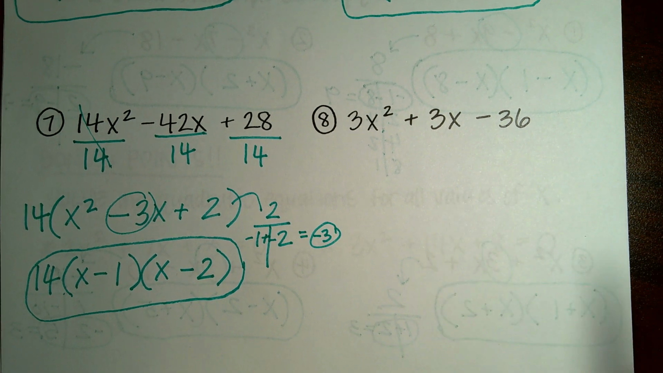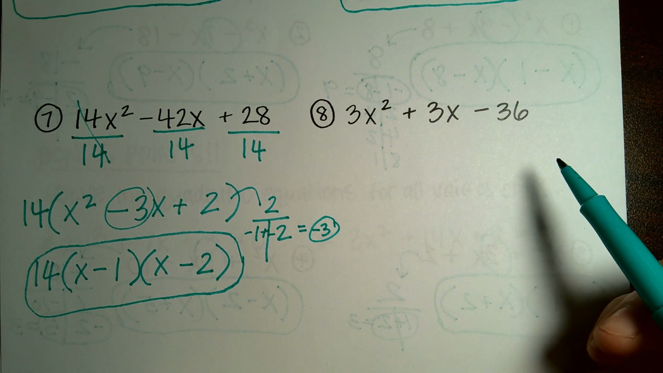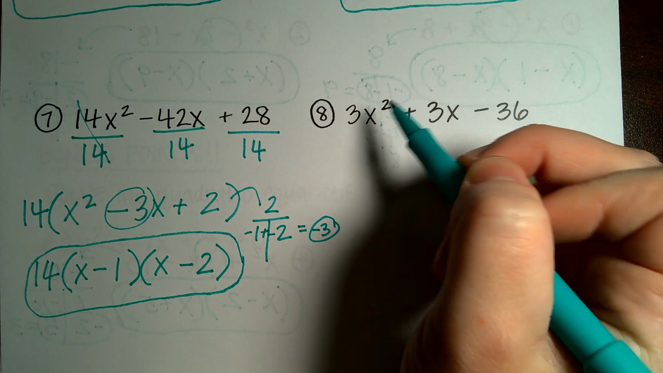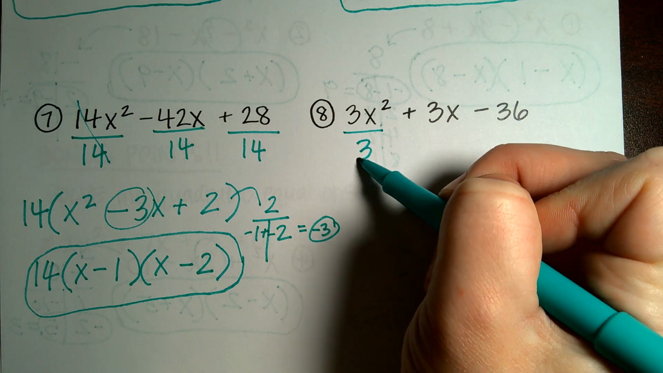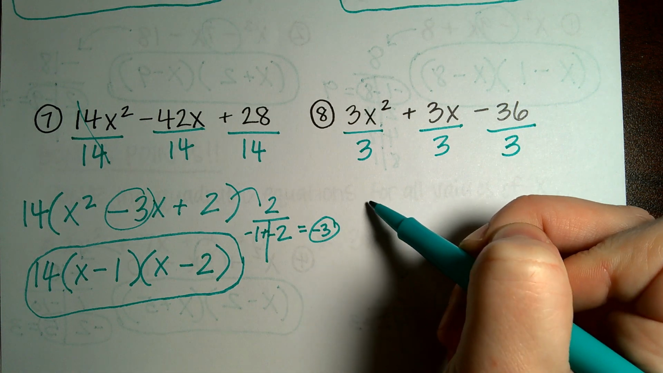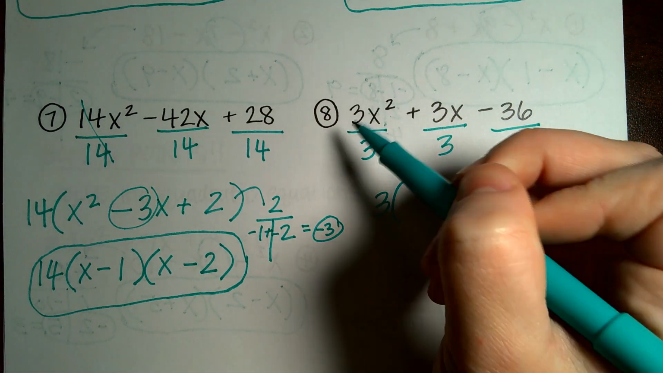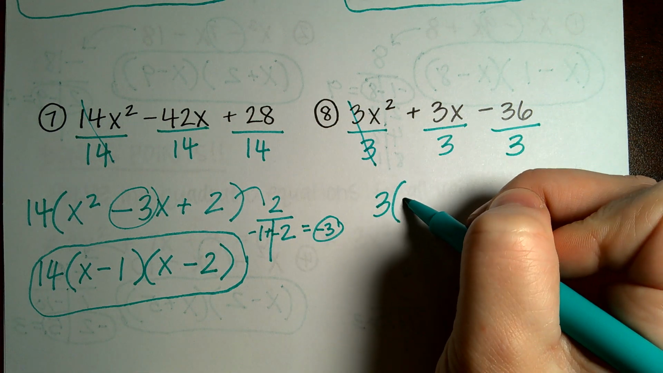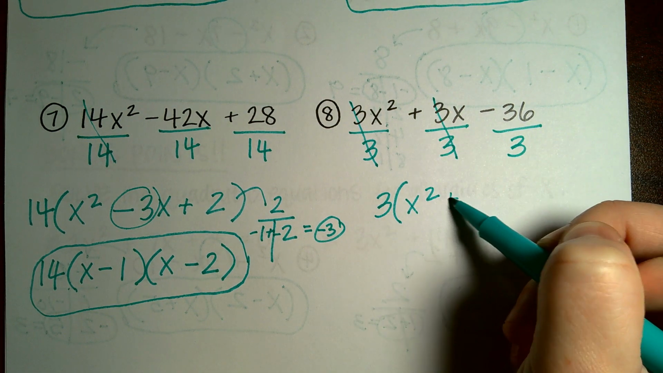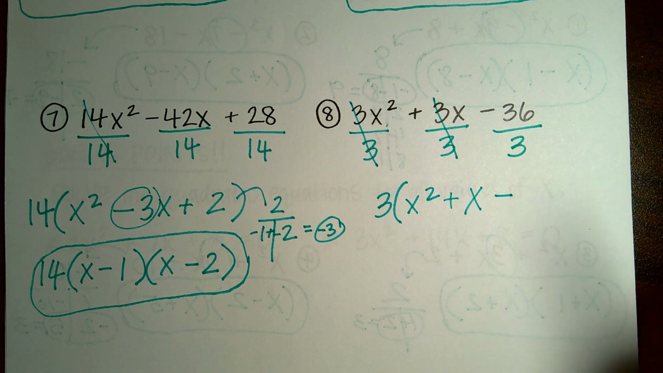Okay, let's look at number 8 now. What's the first thing I should check? GCF. Is there a GCF? 3. So let's divide everything by 3. And put that on the outside here. So I'm going to leave me with x squared plus x minus what?